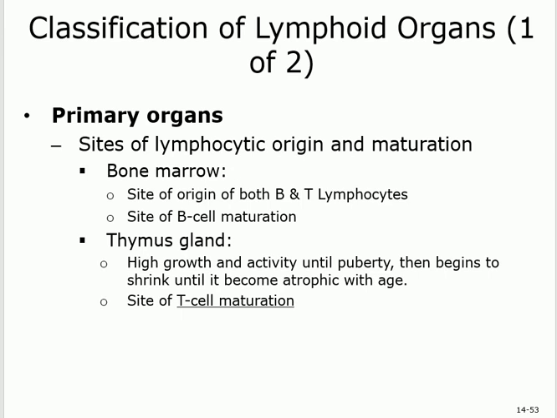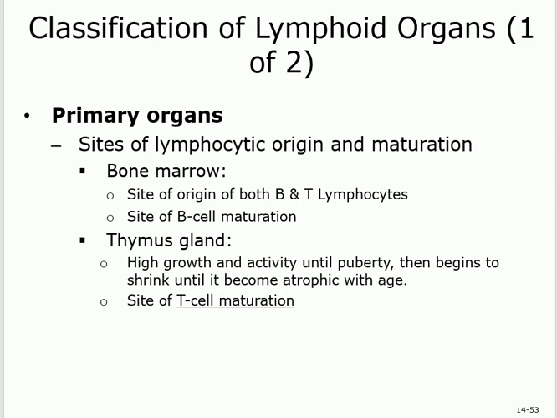Bone marrow is where we make both B and T. So where do we make both of them, lymphocytes? At the bone marrow. Where do you activate? This is something else. Where they are going to mature. The bone marrow also matures B. Thymus is what matures T. And this is where the name came from.